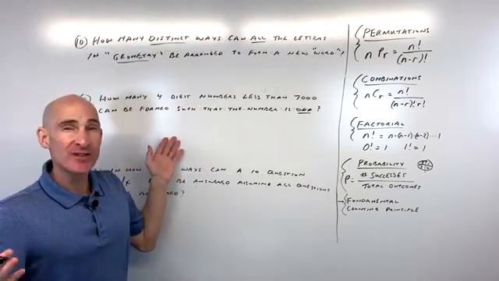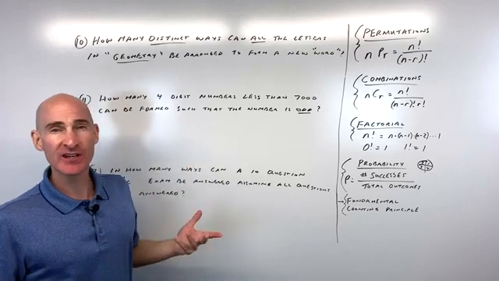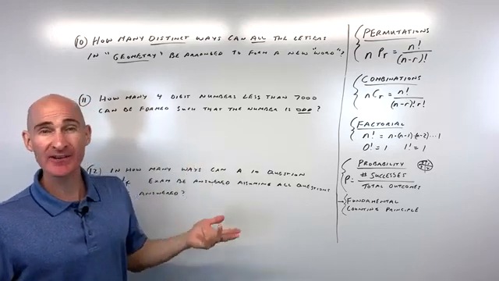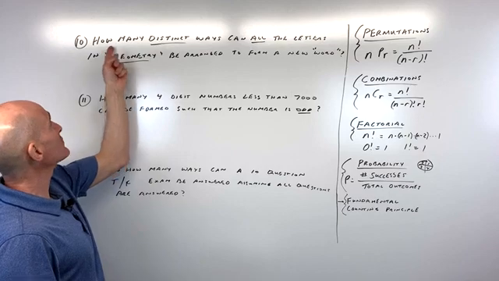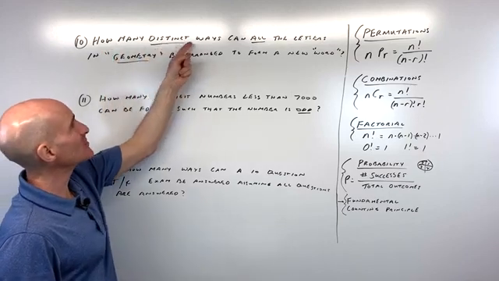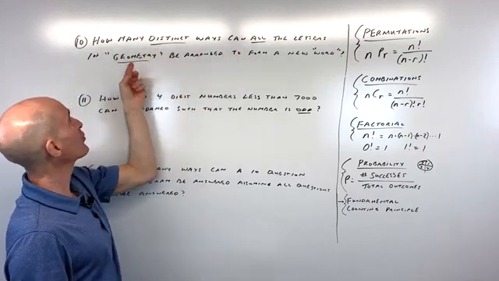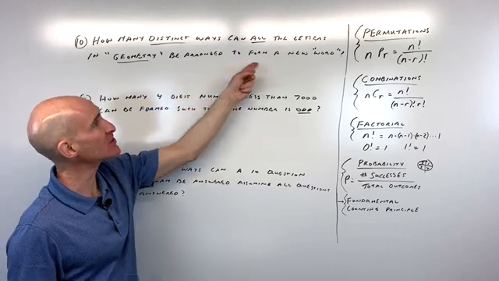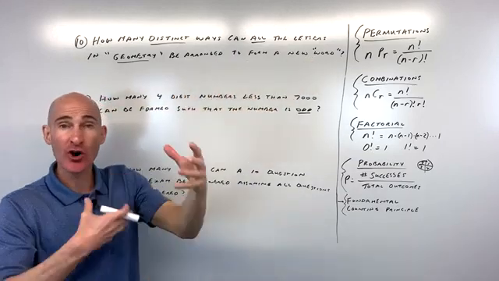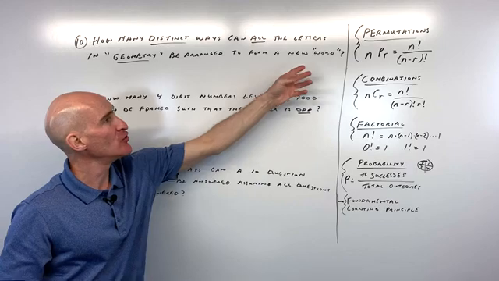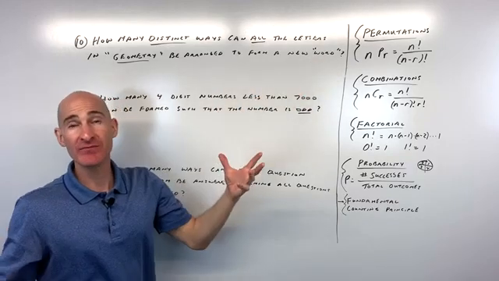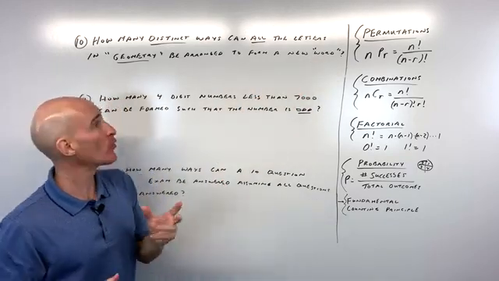Okay, so I'm trying to give you a good sampling of all these different types of problems that come up when you're working with permutations, combinations, probability, etc. So number 10 is a little bit different. It says, how many distinct ways can all the letters in the word geometry be arranged to form a new word? So we're using all the letters, and we're making a new quote-unquote word. It might not actually be a word, we're just calling it a word.